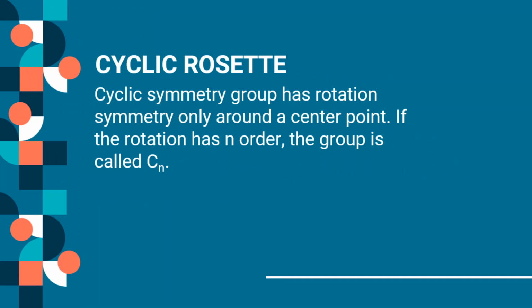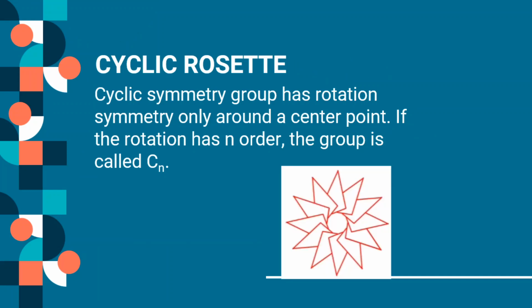Cyclic symmetry group has rotation symmetry only around a center point. If the rotation has n order, the group is called C sub n. As for this example, the pattern has 12 order of rotation. It will be C sub 12.